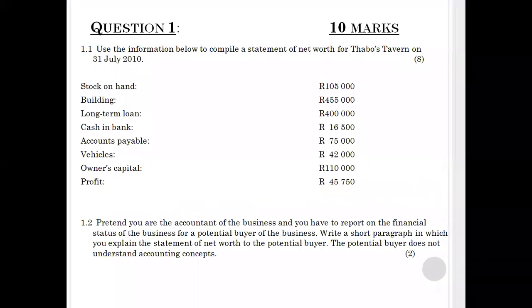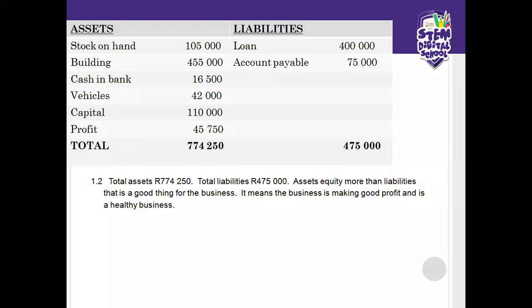Owner's capital of 110,000. Capital is a money value, so that will fall under your assets part. So assets, capital 110,000, another mark.